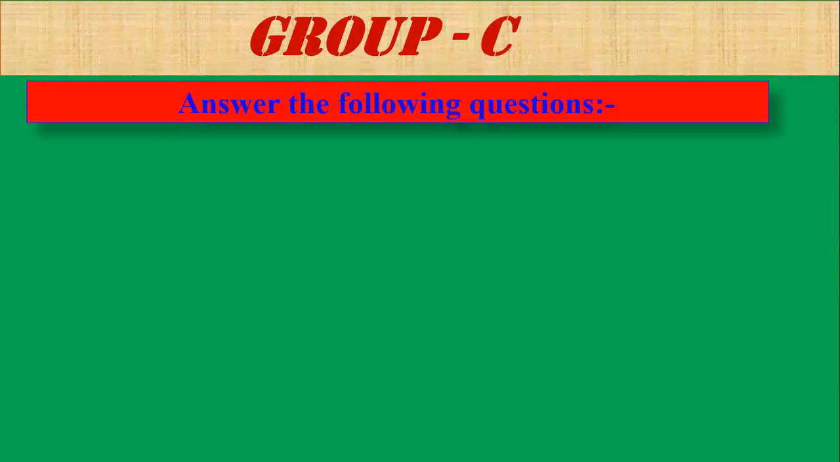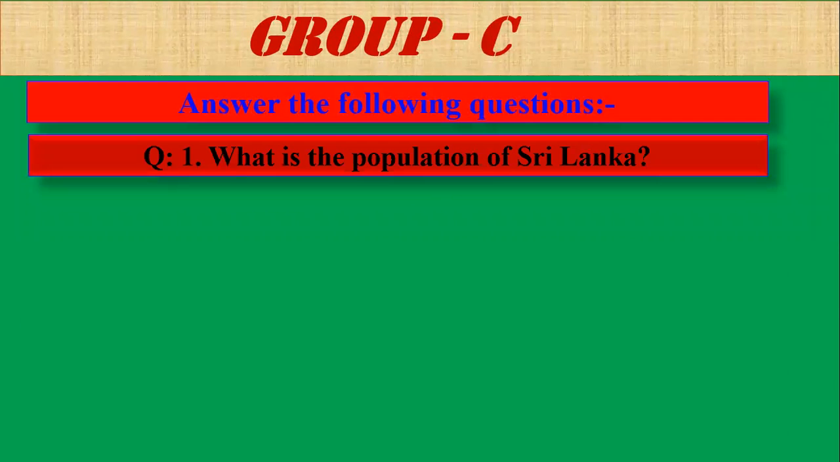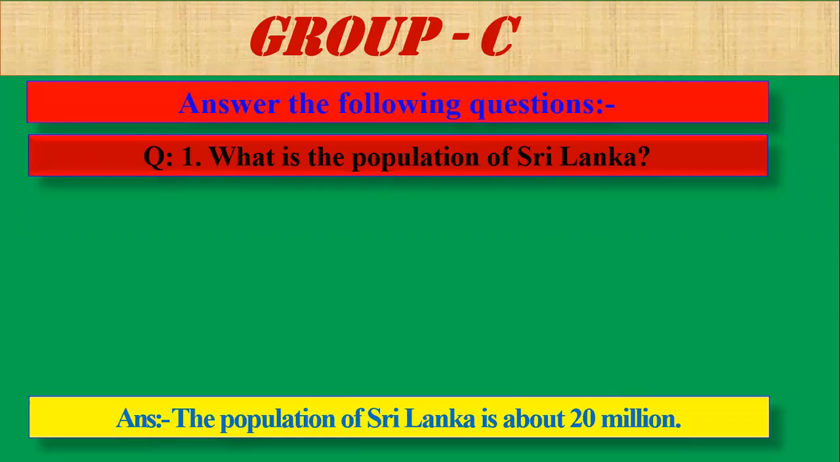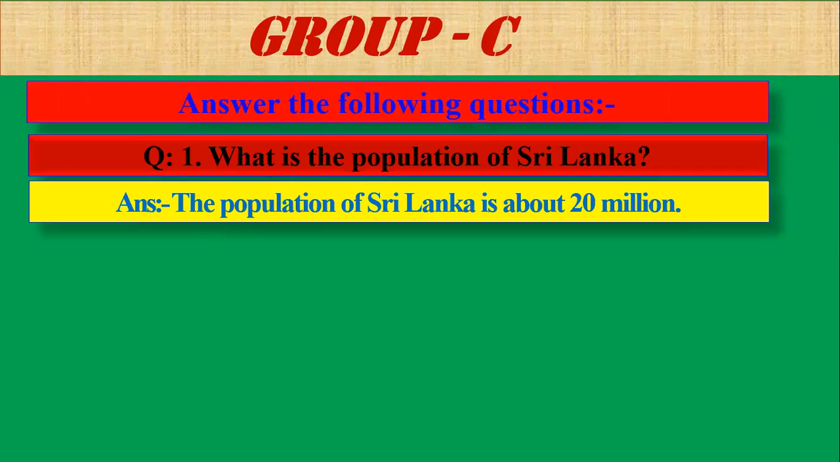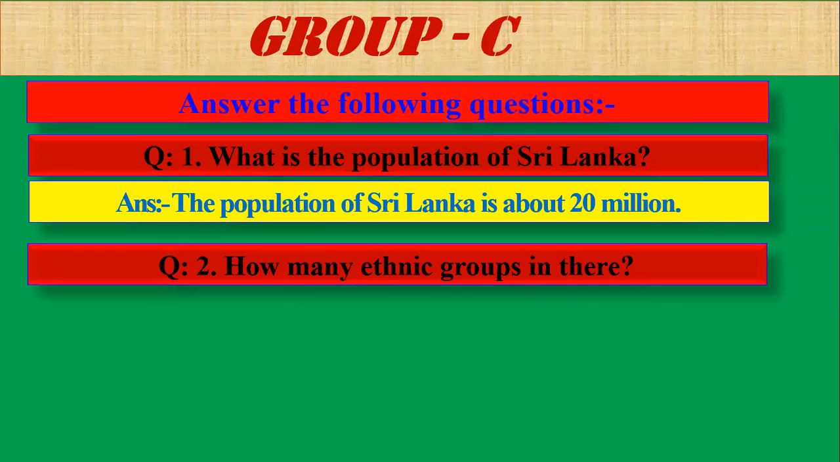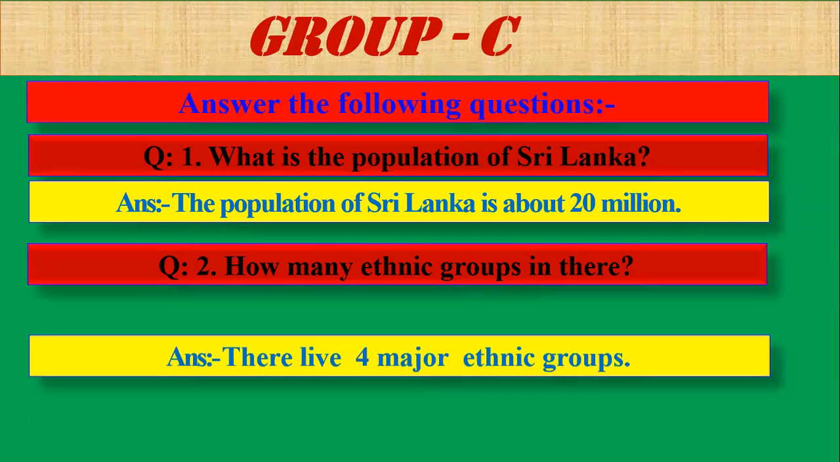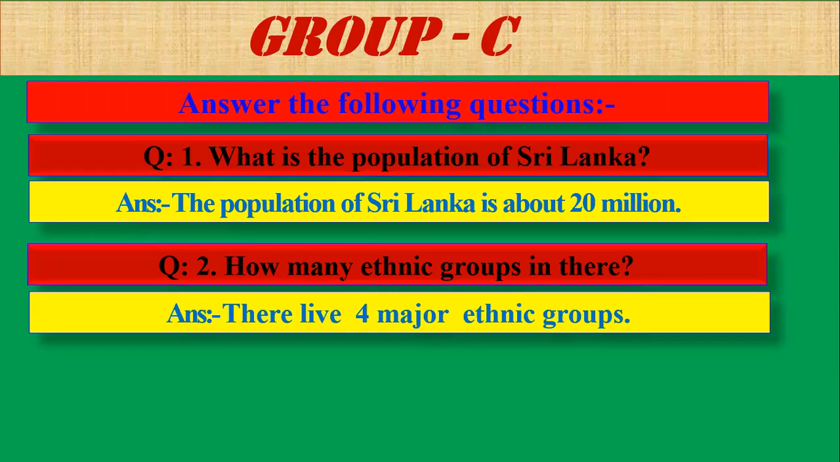Learners belonging to group D, you have to answer the following questions. Number 1, what is the population of Sri Lanka? Yes, it's about 20 million. Question number 2, how many ethnic groups are there? Yes, there live 4 major ethnic groups.